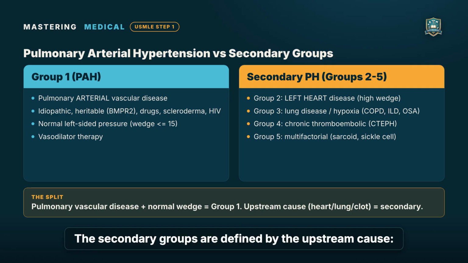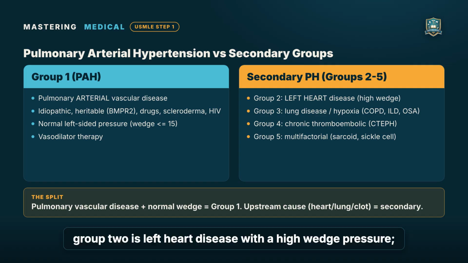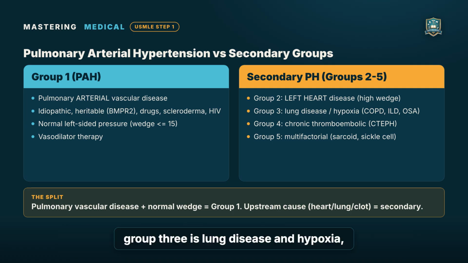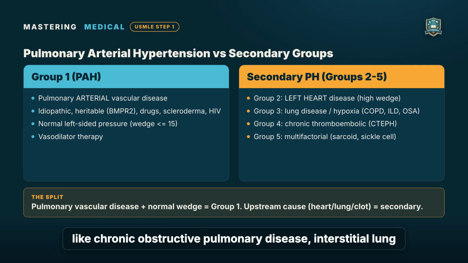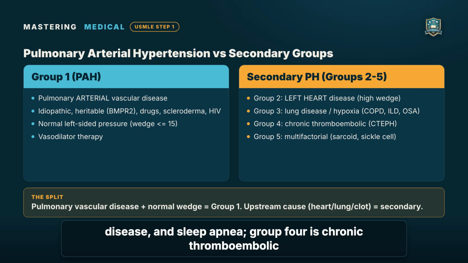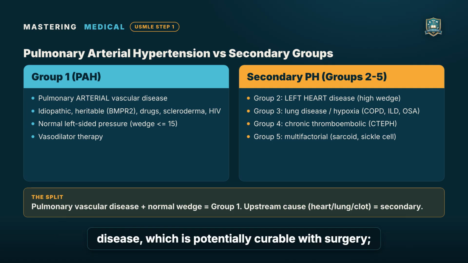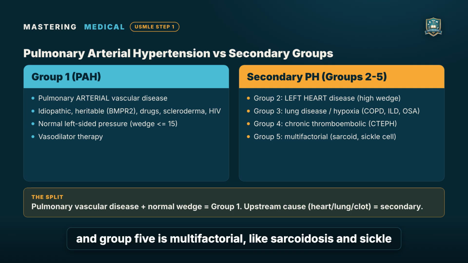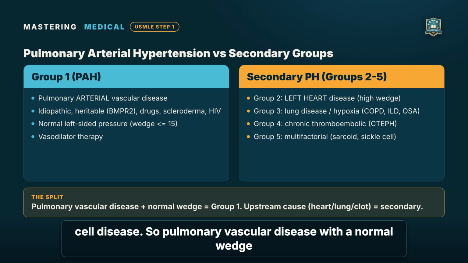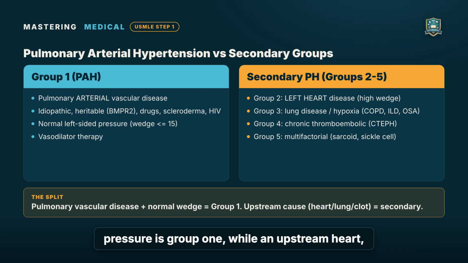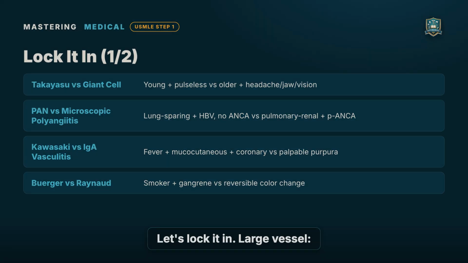The secondary groups are defined by the upstream cause. Group 2 is left heart disease with a high wedge pressure. Group 3 is lung disease and hypoxia, like chronic obstructive pulmonary disease, interstitial lung disease, and sleep apnea. Group 4 is chronic thromboembolic disease, which is potentially curable with surgery. And Group 5 is multifactorial, like sarcoidosis and sickle cell disease. So pulmonary vascular disease with a normal wedge pressure is Group 1, while an upstream heart, lung, or clot cause is secondary. Let's lock it in.